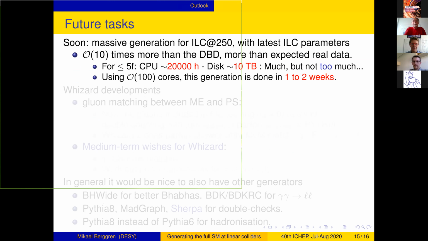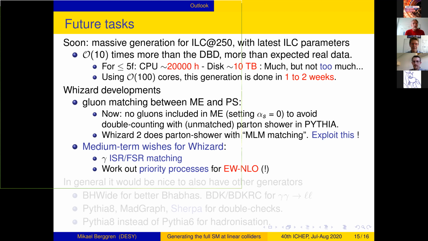Furthermore, we will start exploring some new features in the latest version of WHIZARD, in particular using the WHIZARD-integrated matched parton shower machinery rather than doing this externally with Pythia. We also reckon that WHIZARD soon can do matching also between initial state and final state photons, and we wish to work out priority processes to develop electroweak next-to-leading order calculations.